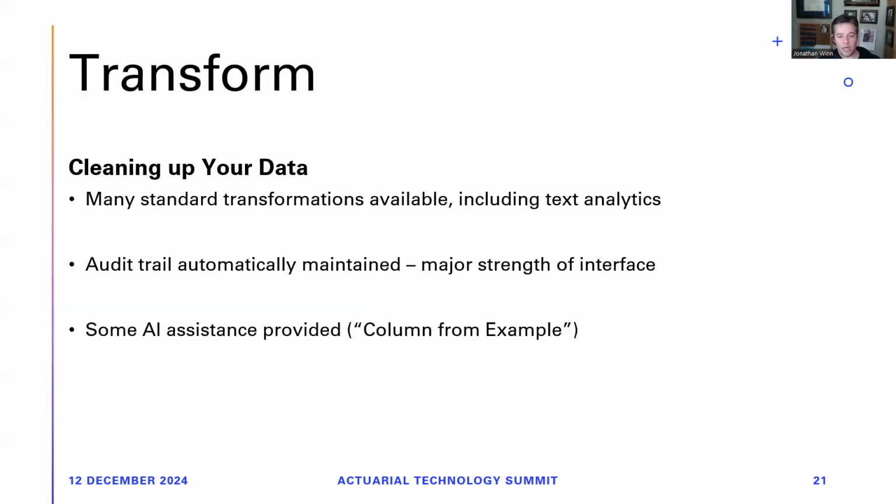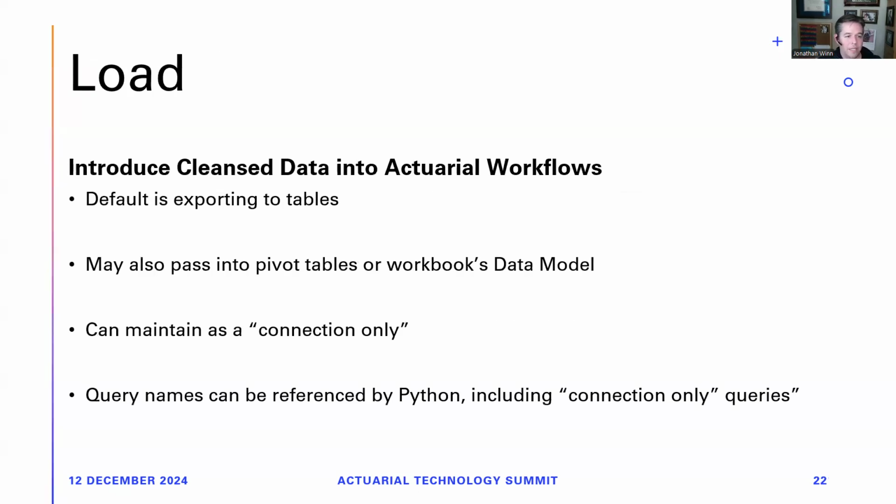And there is some AI assistance that's provided. If you aren't quite sure how to best transform or combine a few fields, there's a column from example that will use a little bit of ML to build out the transformation that you're trying to articulate, but can't quite stick the landing. And finally, load.